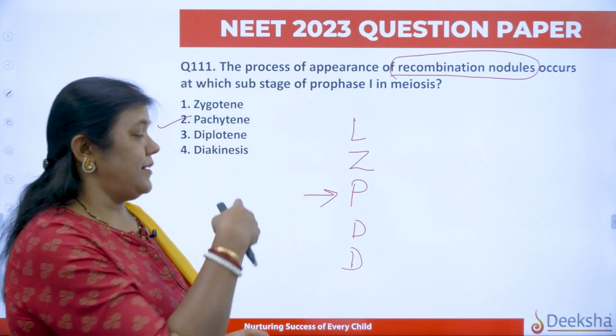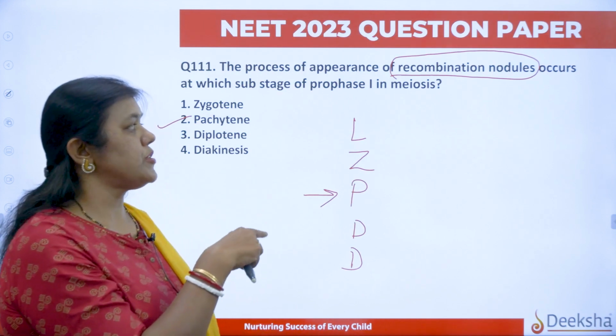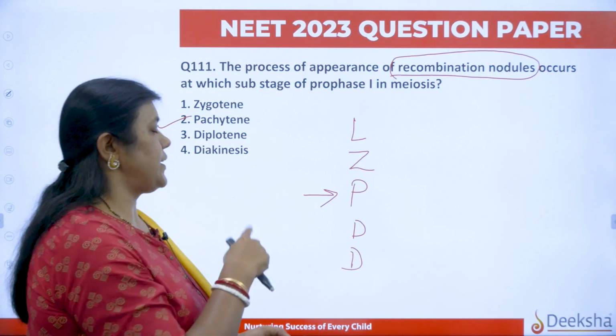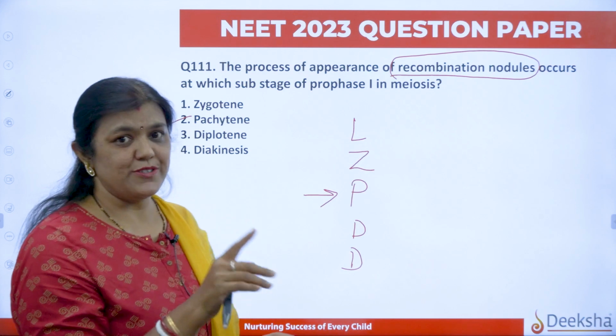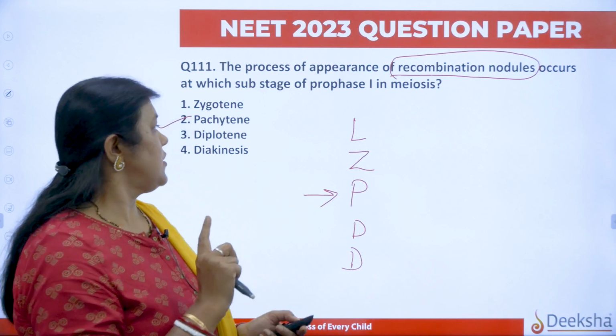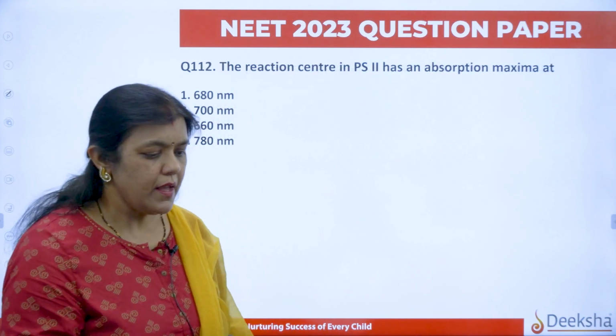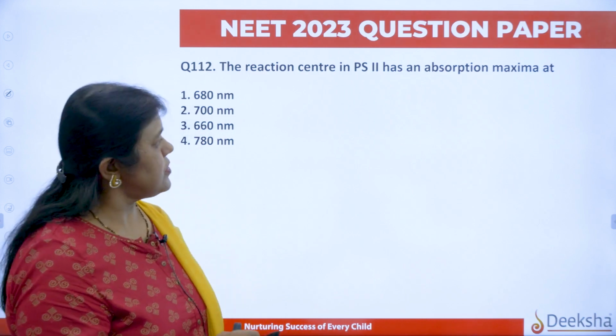Is this clear? The stage where we see the recombination nodule in prophase 1 is zygotene. I mean, not, sorry, zygotene, it's pachytene. So we are going to lock option 2, pachytene. Right, let us go to the next question.